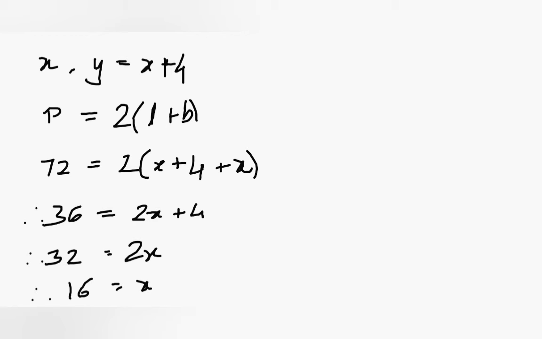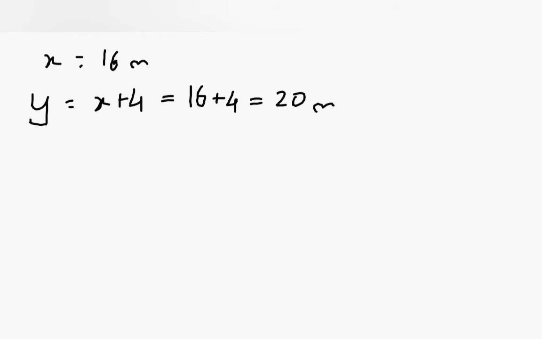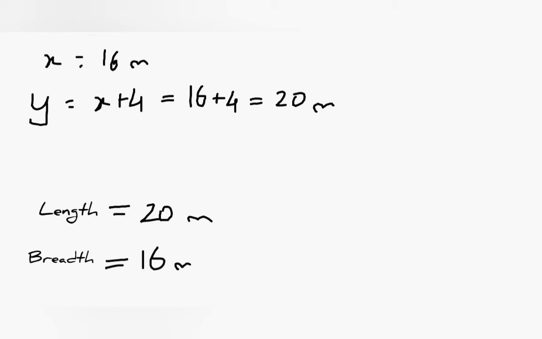So we got x is equal to 16 meters, and we also know that we took y is equal to x plus 4, that is 16 plus 4, so it becomes 20 meters. Therefore length is equal to 20 meters and the breadth is equal to 16 meters. That was the only question: we had to find the dimensions.